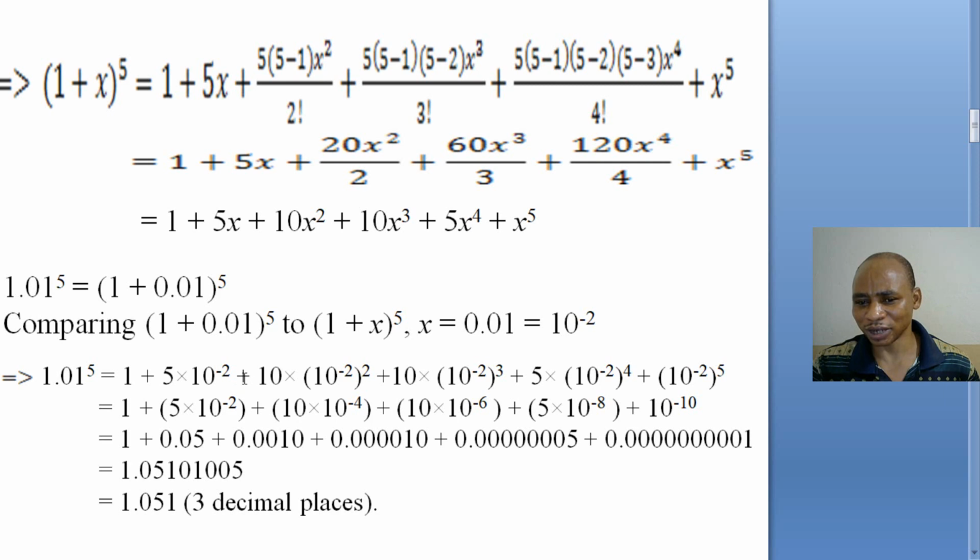All plus, following the same process, we will end up with plus 10 times (10 to the power -2) all raised to the power 2, plus 10 times (10 to the power -2) all raised to the power 3, plus 5 times (10 to the power -2) all raised to the power 4, and then plus (10 to the power -2) all raised to the power 5.